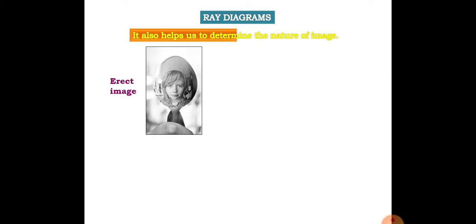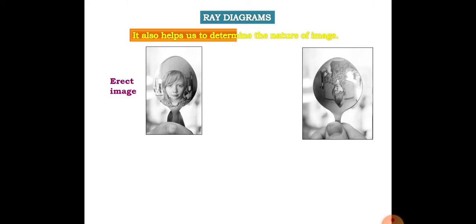Now you can see here in the first picture the image is an erect image. Erect means what? Straight. Okay. Now in the second picture you can see the image is not erect. That means it is not straight. Okay, that means in English we call it an inverted image, means ulta image form hota hai, right?